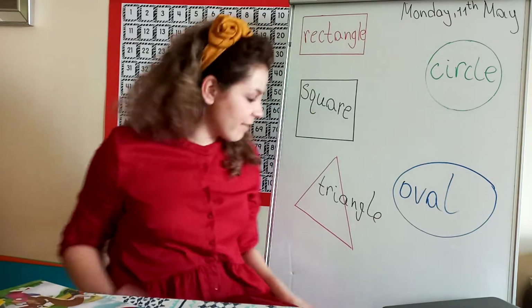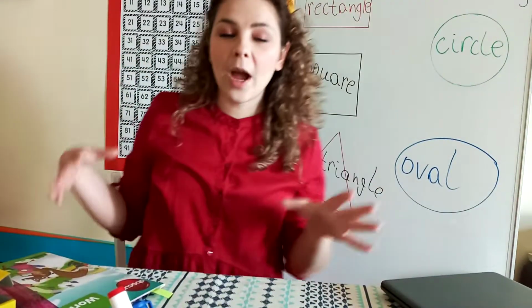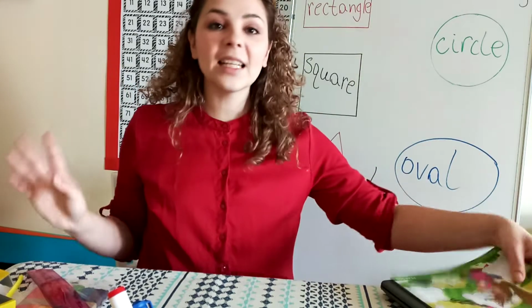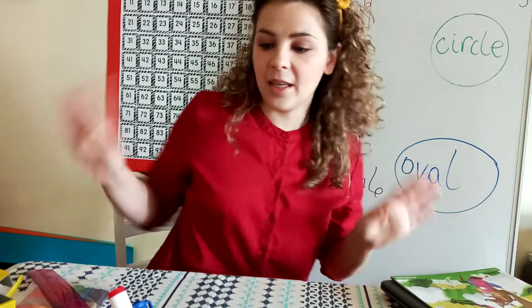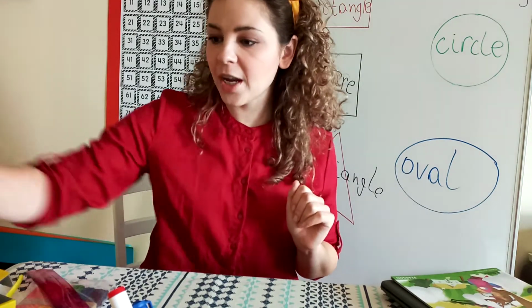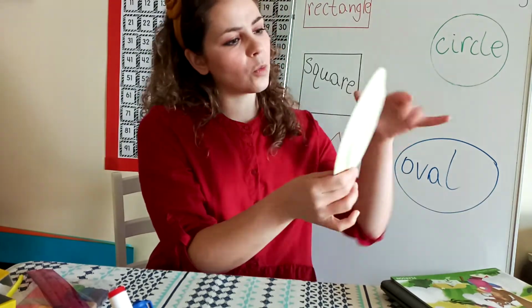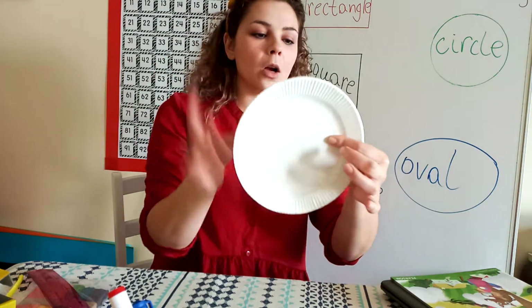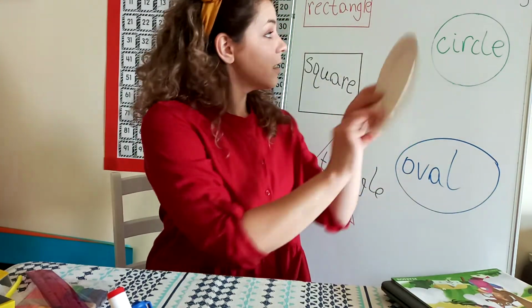Now, what I have here, I told you that I have a lot of things here, are things which I brought with me when I came home from school. Yeah, so let's see what is the most common shape for these things. So here I have this plate which can be used for arts and crafts. Yeah, so what shape would this be? One long curved side. It's a circle.